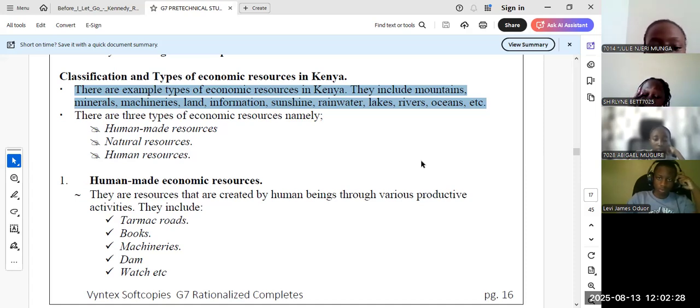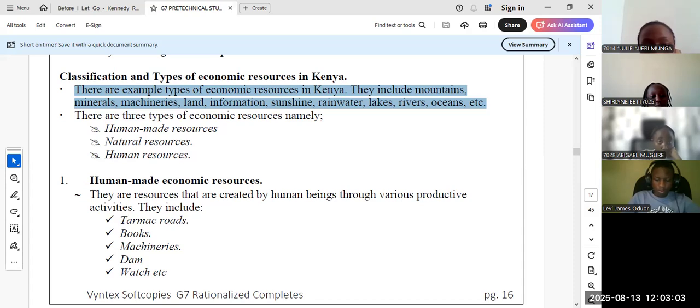But we have the example types. Let's say, for example, we are looking at human-made resources. What are the examples of human-made resources? Let's give an example like a dam. A dam is a resource that has been constructed by human beings. But we have natural resources, things like mountains, lakes, rivers. They exist naturally. Nobody made them. So you should get the difference very correctly.